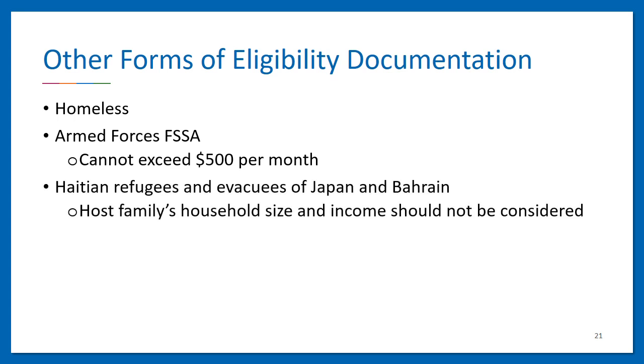Additionally, Haitian refugees and evacuees of Japan and Bahrain living in the United States with host families are considered homeless and are eligible for free meals. The household size and income of the host family should not be taken into consideration when determining the free meal eligibility for the children. Instead, the children should be designated as homeless by the SFSP institution's liaison.